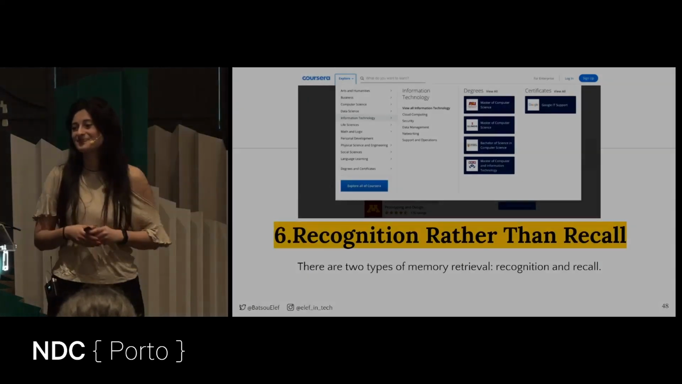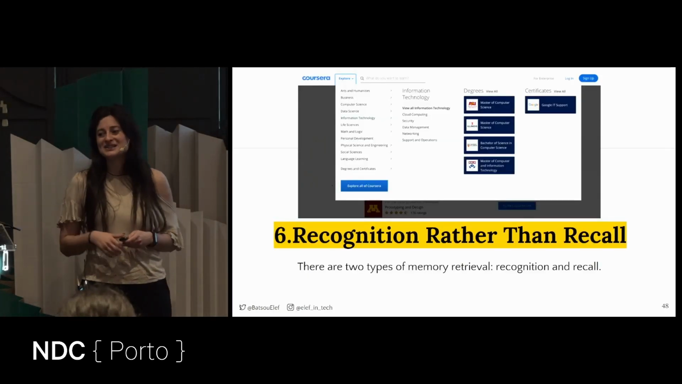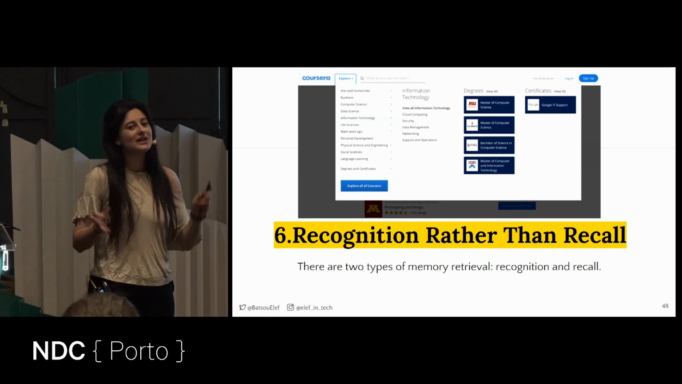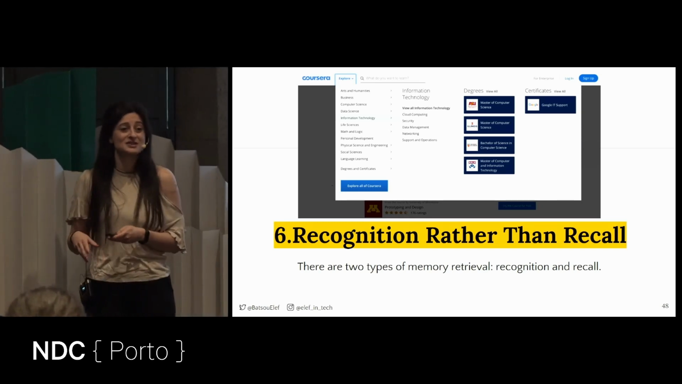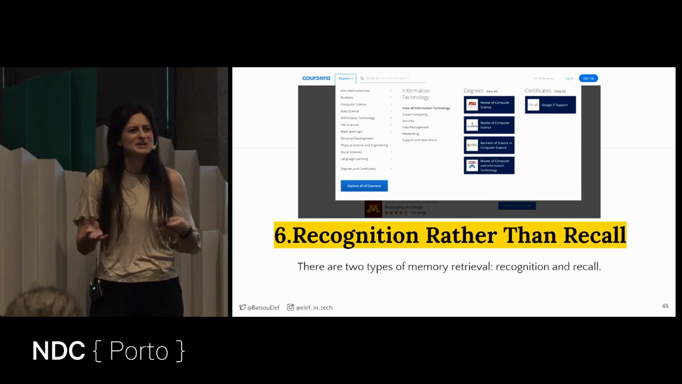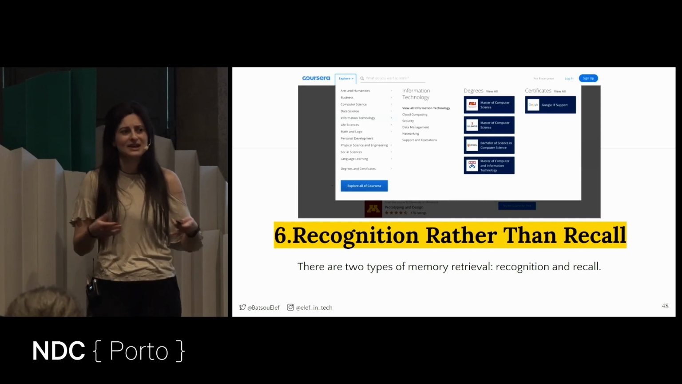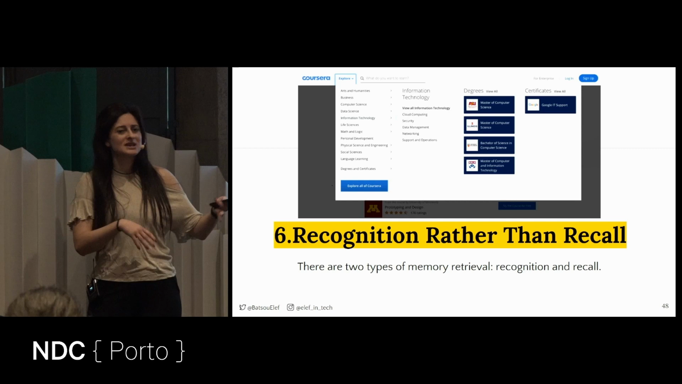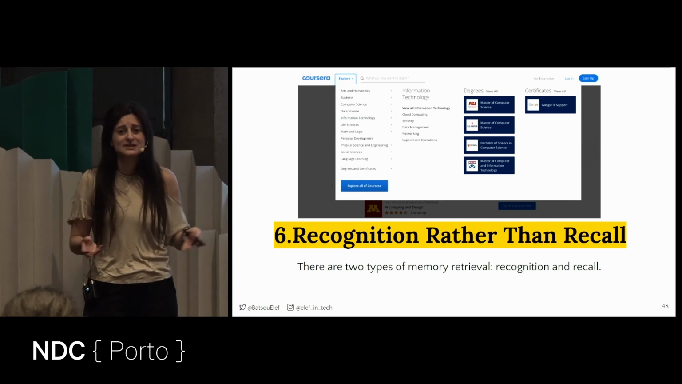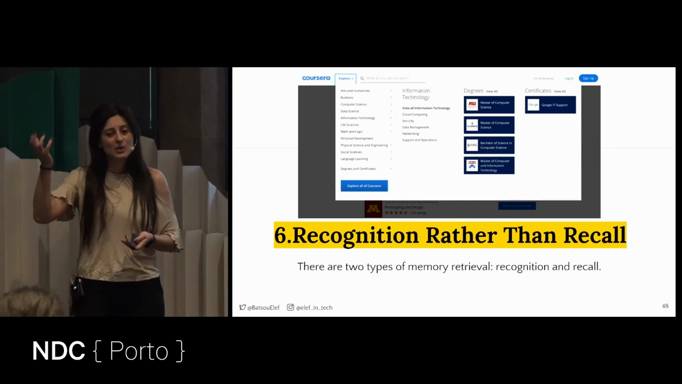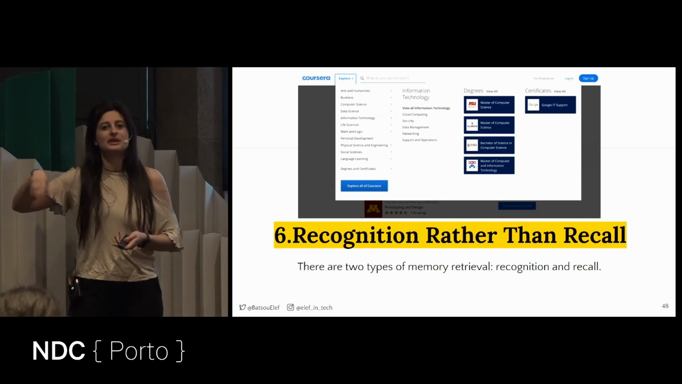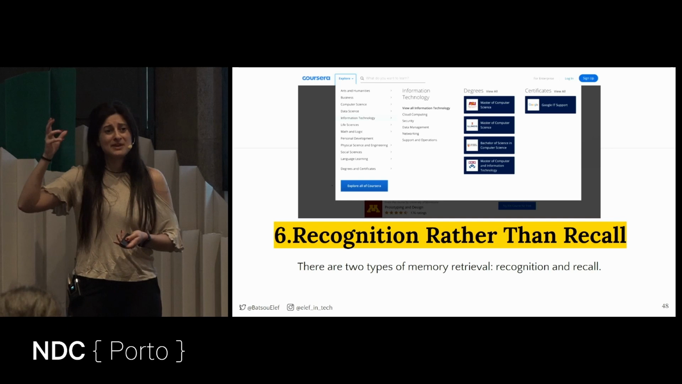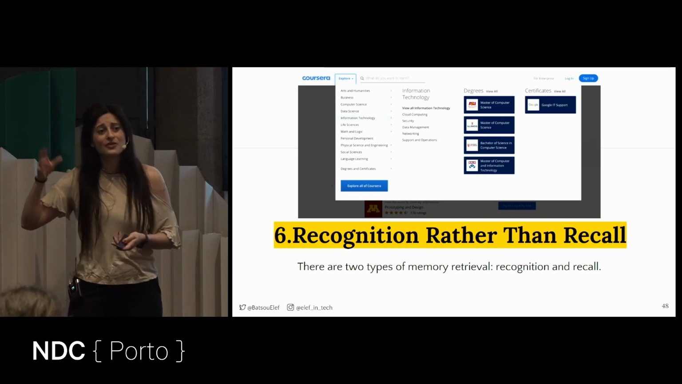Okay, the other one is recognition rather than recall. We have two types of memory. One is recognition and the other one is recall. So recognition is when we see something and we can very easily understand what it is, like when you see someone and we know who he is. And recall is when we have to go through our memory to find something like a date, or maybe a name from an old friend.